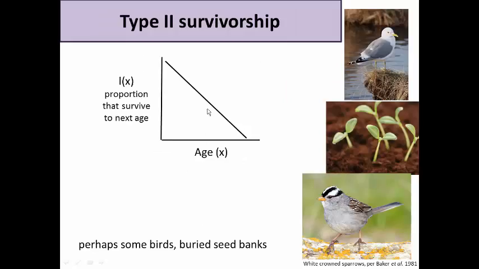Type 2 is kind of the one right in the middle. It's just a linear function. Each age has the same chance of survival or chance of mortality. This one's not as common. We don't really think of it very much. We just put it here for completion. Maybe some birds, buried seed banks. Once a seed is buried, it's not really vulnerable to being eaten by rodents. And so every year, the chance of mortality is just the same as it was the year before.